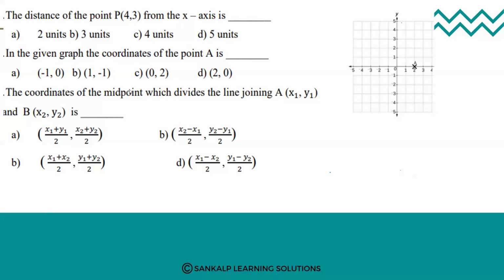ಅಂತಂದಾಗ ಏನ್ ಬರುತ್ತೆ? 4, 3. This is the x-axis, this is the y-axis, right? 4, 3 means this is the value of x, this is the value of y. Okay. Value of x is 4: 1, 2, 3, 4. 1, 2, 3. Okay. Distance from the x-axis means distance from the x-axis is the coordinate of y.